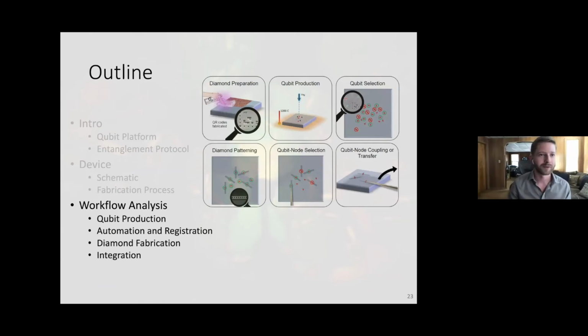Okay, so for the rest of this, I'm going to focus on the process of building these devices and taking steps through to make sure that we're able to build such a complex device. We're going to start by looking at the qubit production in a little bit more detail. And then we're going to go through how, once we have the qubits in place, we pick out the ones that we want to actually begin pursuing and engineering systems on top of. And we'll briefly go through what the diamond patterning looks like. But again, we're targeting the pre-selected qubits and patterning our quantum structures on top of them.